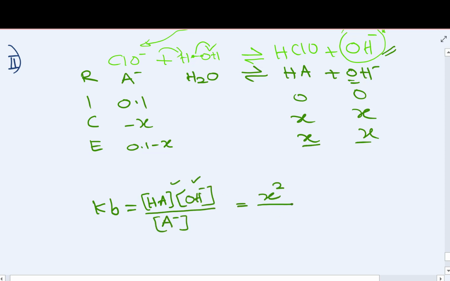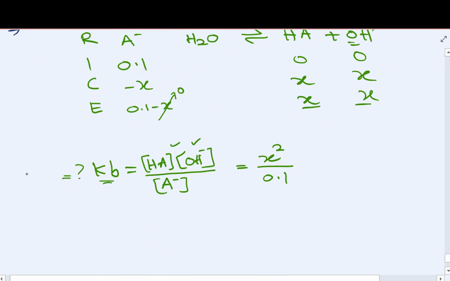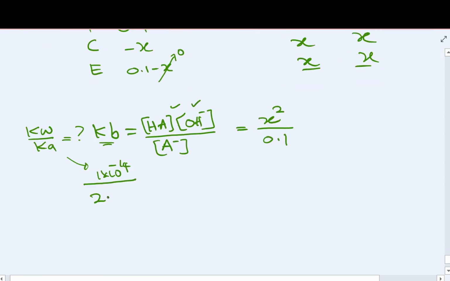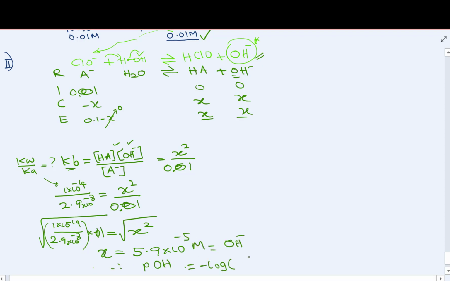Kb, products over reactants, plug in the x squared, right? These values, oh yes, the assumption is 0 here, and x squared over 0.1, right? Now the Kb is not given, so we're going to calculate it from Kw over Ka because you have the Ka given in the question, and plug in here, and x squared over 0.1, cross multiply, take the root just to isolate the x, right? Okay, yes, thanks. There is a mistake, a 0 missing. I just plugged in that one. Okay, so x is 5.9 times 10 to the minus 5, which is OH minus in the equation.